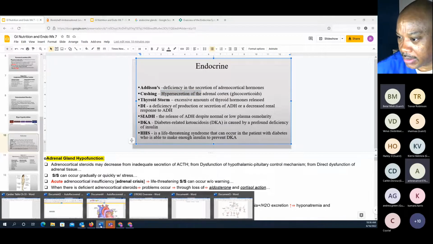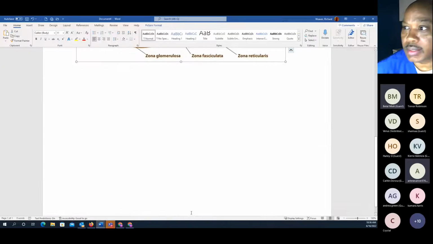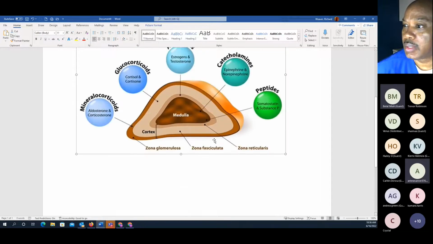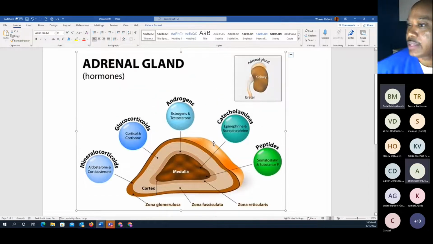Now, I want you to think about this. Let's see, where do I have it? I think it's this one. All right, let me know if you all cannot see my picture of an adrenal gland, because I'm tired of drawing. My drawings just don't look too good.